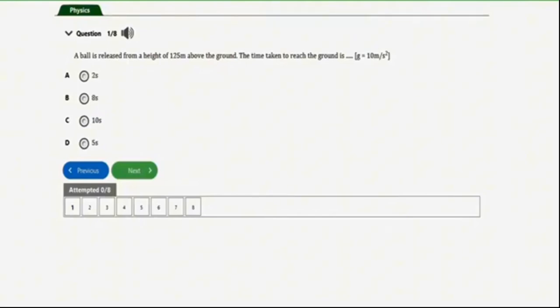It says a ball is released from a height of 125 meters above the ground. The time taken to reach the ground is... For this particular question, the formula we're going to apply is one of the formulas for getting time of flight. Since we have to calculate the time, T will be square root of 2h over g.